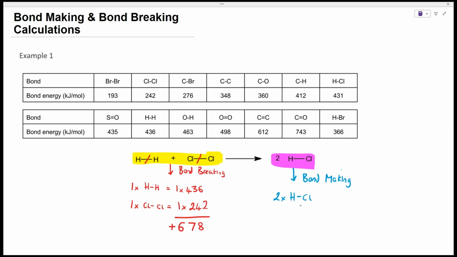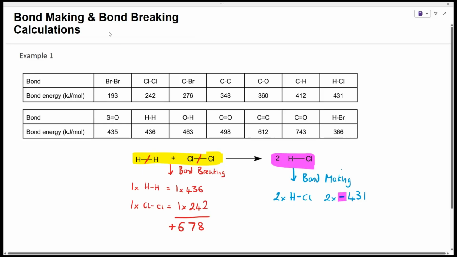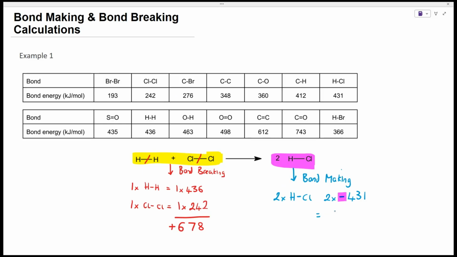Okay, now the HCl has a bond strength of 431, so it's going to be 2 multiplied by minus 431. Now that is super important because that minus sign there is purely there because we are making bonds. Okay, that's really, really important. So the 2 times 431 will come in at 862, minus 862, should I say, because we've got a bond making occurring on the product side. So those negative numbers are used for bond making, positive numbers are used for bond breaking.